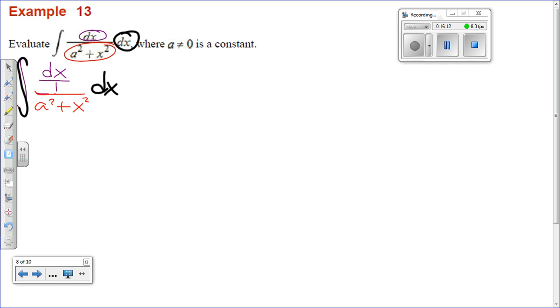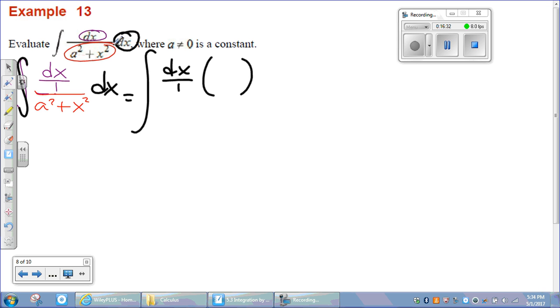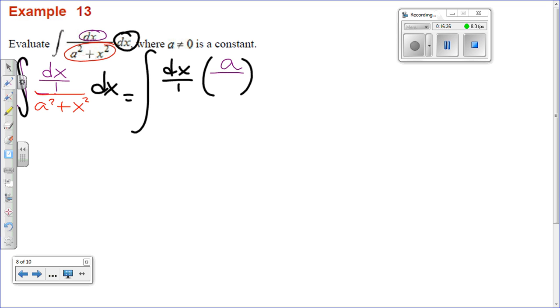And so what I'm going to do is multiply on this numerator. So I have dx over 1. I'm going to multiply it by 1. So if I multiply by 1, I don't change anything, right? But instead of multiplying by 1, I'm going to multiply by an expression that will be equal to 1. And for convenience, I'm going to call it a over a. And you'll see why we're calling that a over a.